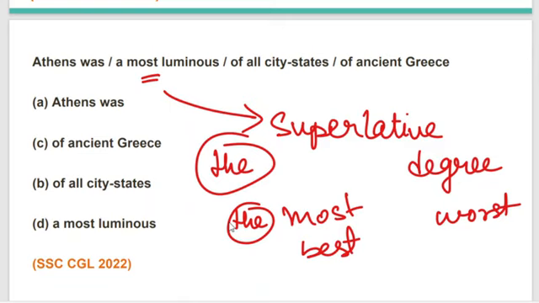So it is very easy and clear for us to find the correct answer. Athens was the most luminous of all city-states of ancient Greece. Very easy to understand. So the error is lying in option D, and we have to replace the letter "a" with the definite article "the."